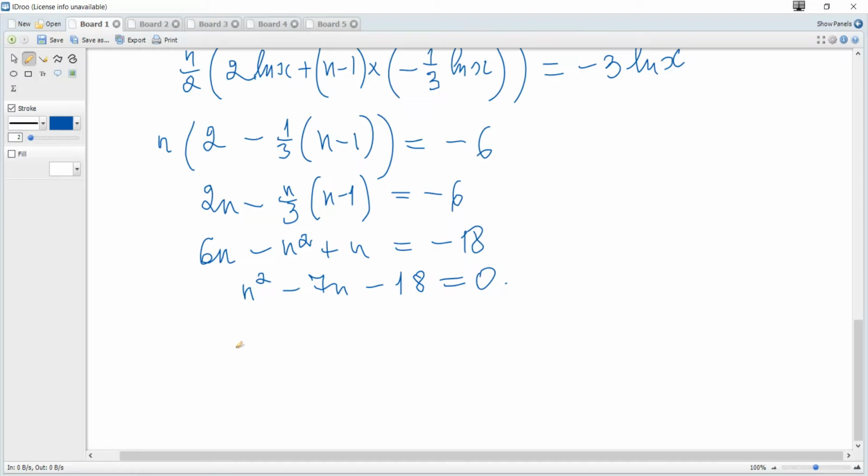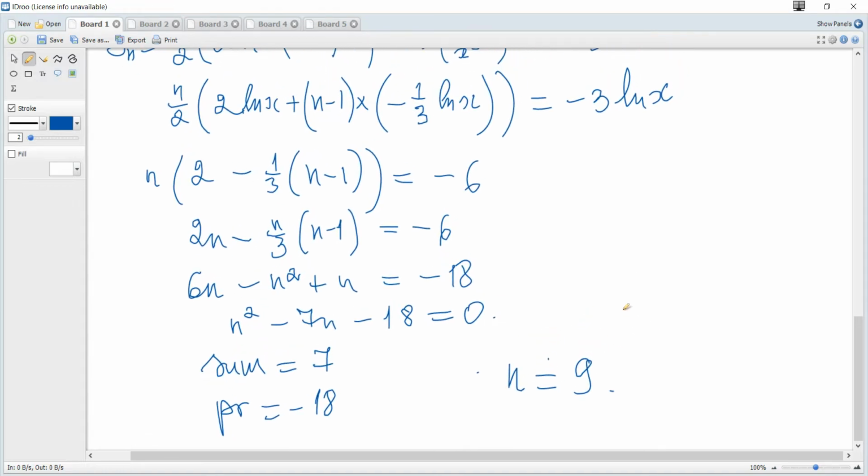We can apply the sum and product rule. Sum is minus b over a, so sum is 7, product is -18. So we can consider 2 and 9, but with signs, it's -2 and 9, but n is a number, it cannot be negative, so the solution is 9. So the required value of n is 9. And that's all for this question.